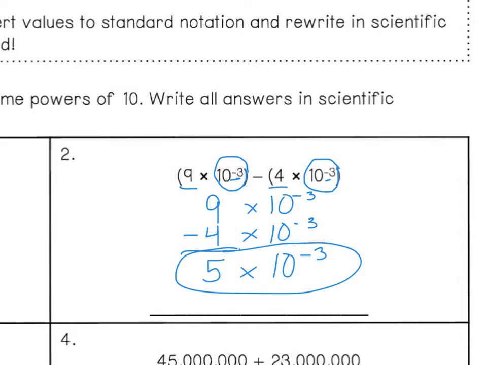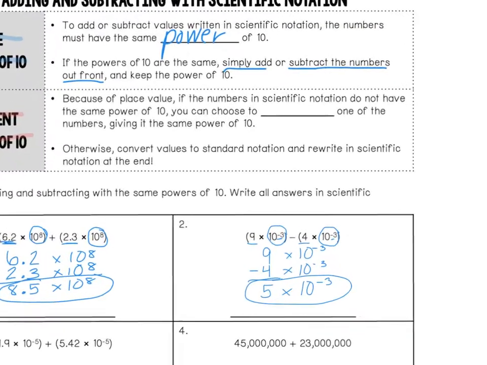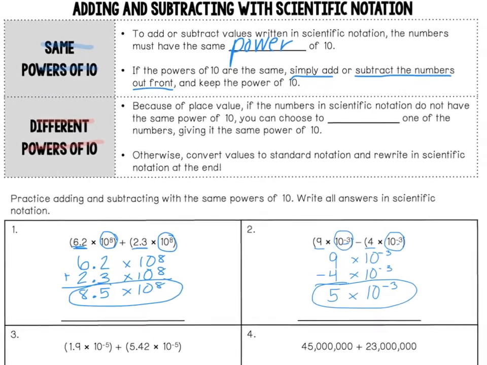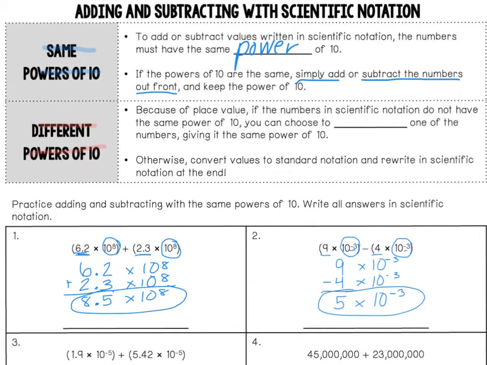So now you might have a situation where you have different powers of 10. Because of place value, if the numbers in scientific notation do not have the same power of 10, you can choose to change one of the numbers, giving it the same power of 10. So you're going to have to manipulate your number to make it have the same power of 10. Or you can convert your values to standard notation and then rewrite in scientific notation.